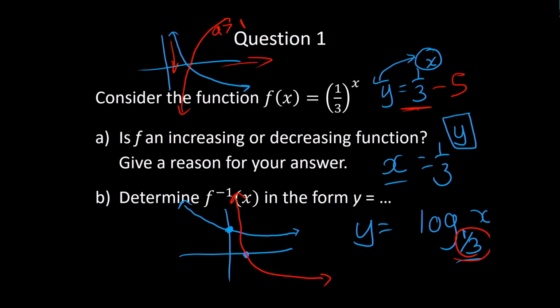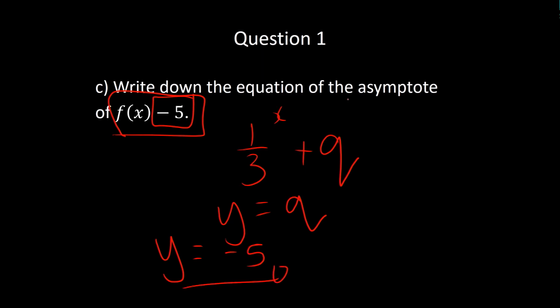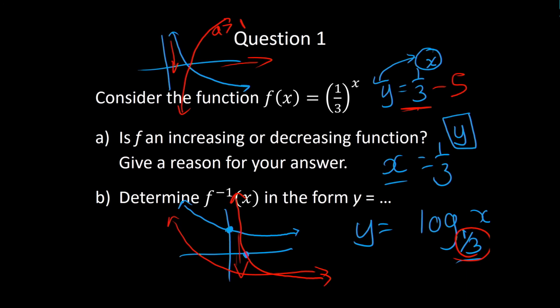So this graph in blue is going to move 5 units down the axis. So it's going to do that. All right? And remember, when you look at exponential functions in this form, y equals q becomes the asymptote. So therefore, y equals negative 5 will be the asymptote of a third to the power of x minus 5. All right, because we're simply moving this graph 5 units down. So you can almost think of it as your asymptote also moving 5 units down from 0.